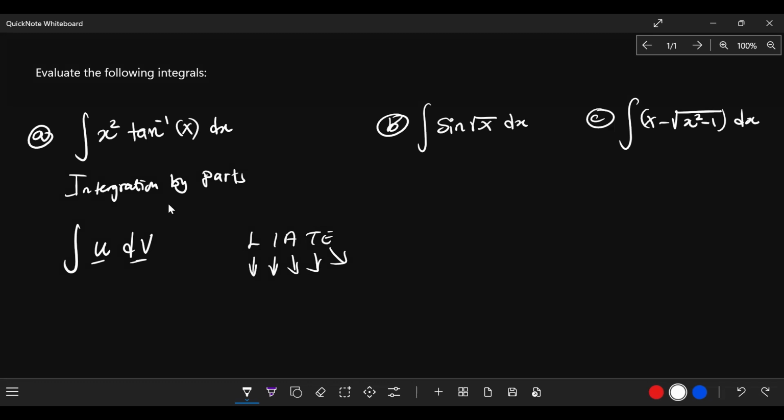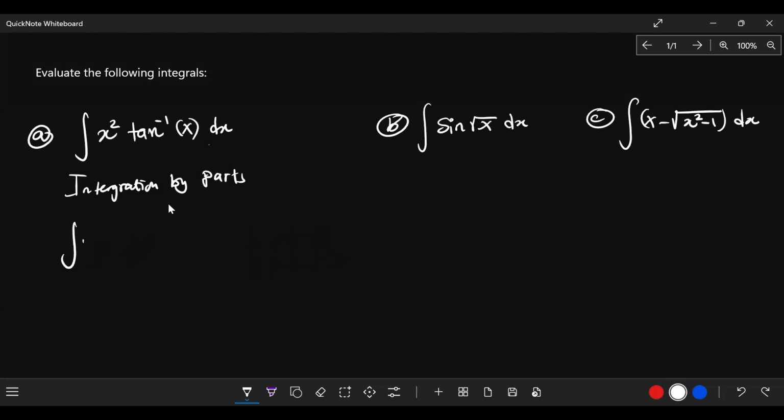So if you look at this combination here, do we have a logarithmic function? No. The next is the inverse function, tan inverse, yes. So this one is going to be my u if I follow this order. Algebraic comes after inverse. So my u is going to be tan inverse of x, and whatever remains now becomes dv. That is the function I need to integrate to get v.